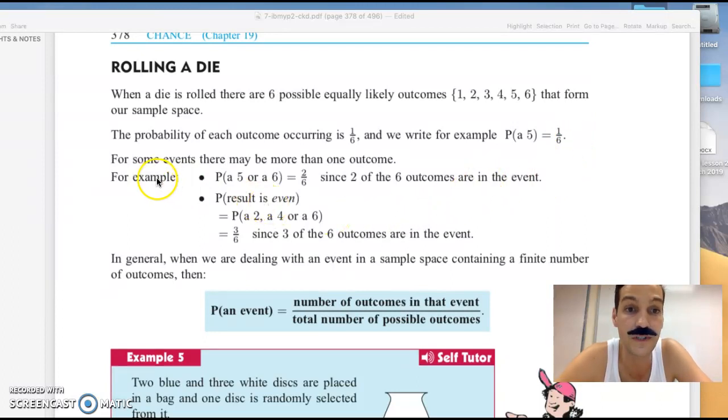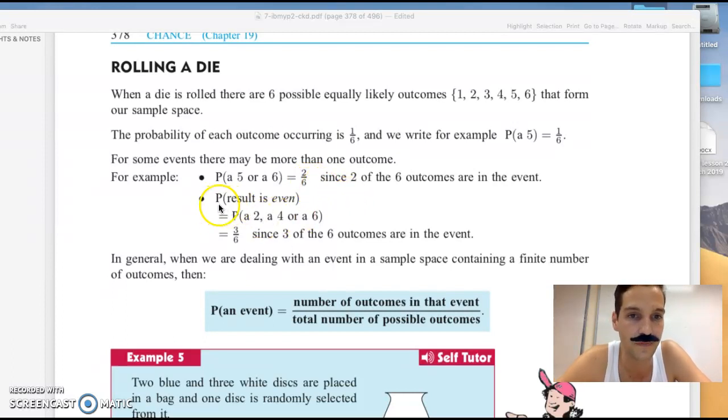For some events, though, there may be more than one outcome. And this is when you just need to read your question slightly more carefully. So the probability of a 5 or a 6 occurring. We're basically asking, what are the chances of the die landing on either a 5 or a 6? In other words, if we go back to our sample size over here, we can see it can either land on a 5 or a 6. That is 2 out of a possible 6 events occurring. So we represent that as 2 out of the sample size 6. 2 over 6. And you should realize that you can simplify that to 1 over 3, but you get the point.